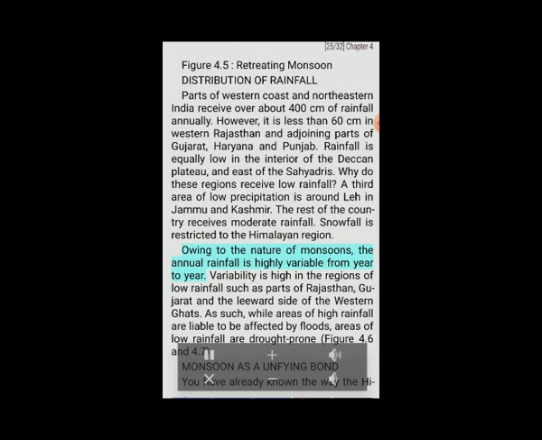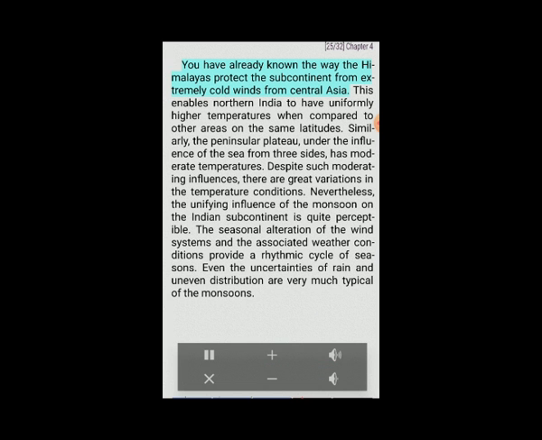Owing to the nature of monsoons, the annual rainfall is highly variable from year to year. Variability is high in the regions of low rainfall such as parts of Rajasthan, Gujarat and the leeward side of the Western Ghats. As such, while areas of high rainfall are liable to be affected by floods, areas of low rainfall are drought-prone. Figure 4.6 and 4.7. Monsoon as a unifying bond.